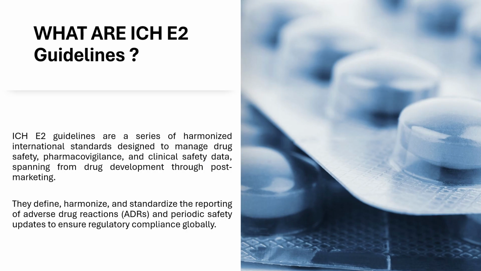So now let's discuss what exactly are ICH E2 guidelines. So ICH E2 guidelines are a series of harmonized international guidelines or standards that are designed to manage the drug safety, PV, and clinical safety data spanning from drug development through post-marketing. So they define, harmonize, and standardize the reporting of adverse drug reactions and periodic safety updates to ensure the regulatory compliance globally. This is something which I've mentioned just in regard to pharmacovigilance.